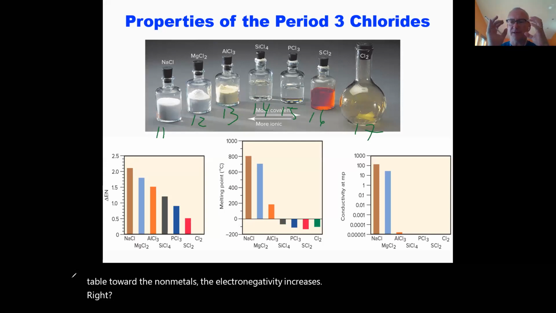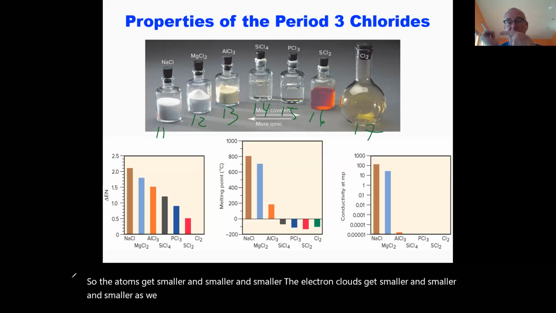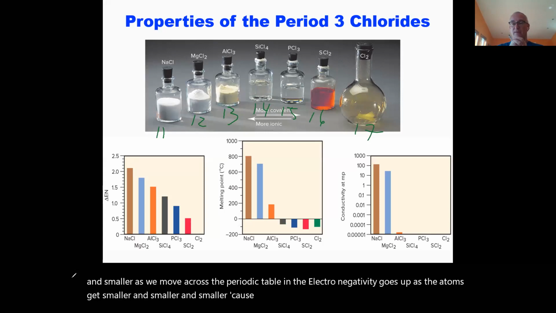So the atoms get smaller and smaller and smaller. The electron clouds get smaller and smaller as we move across the periodic table. And the electronegativity goes up as the atoms get smaller, because it's easier to pull those electrons in towards the nucleus.